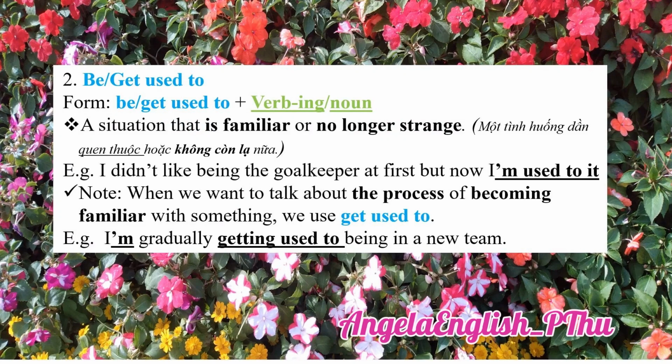2. Be, get used to. Form: be, get used to plus verb-ing or noun. A situation that is familiar or no longer strange. For example, I didn't like being the goalkeeper at first, but now I'm used to it. Note, when we want to talk about the process of becoming familiar with something, we use get used to. For example, I'm gradually getting used to being in a new team.